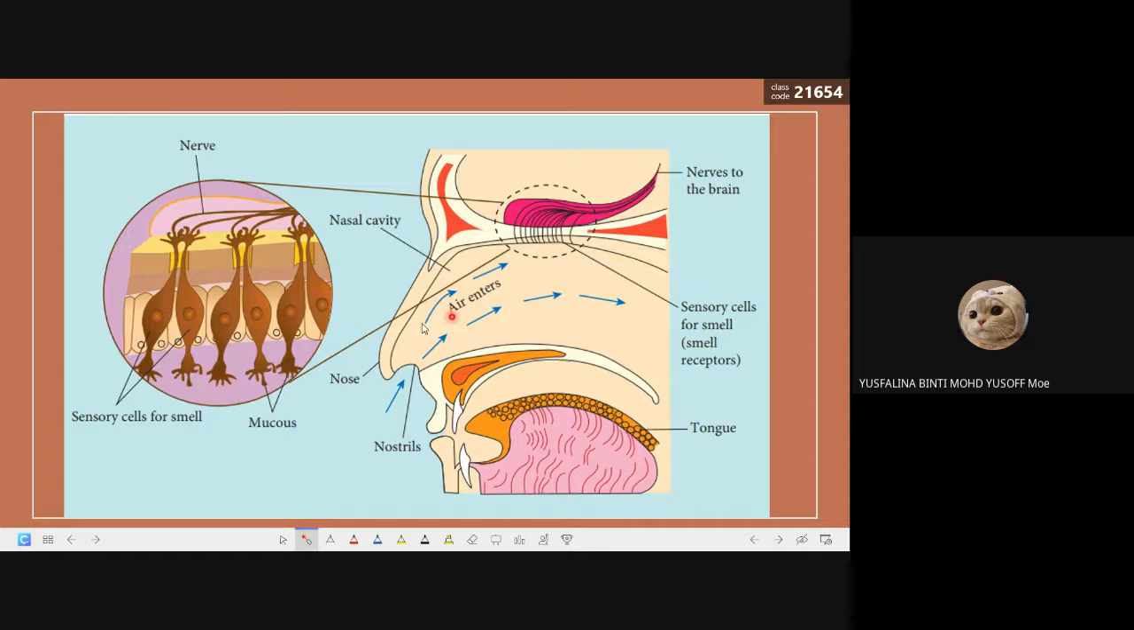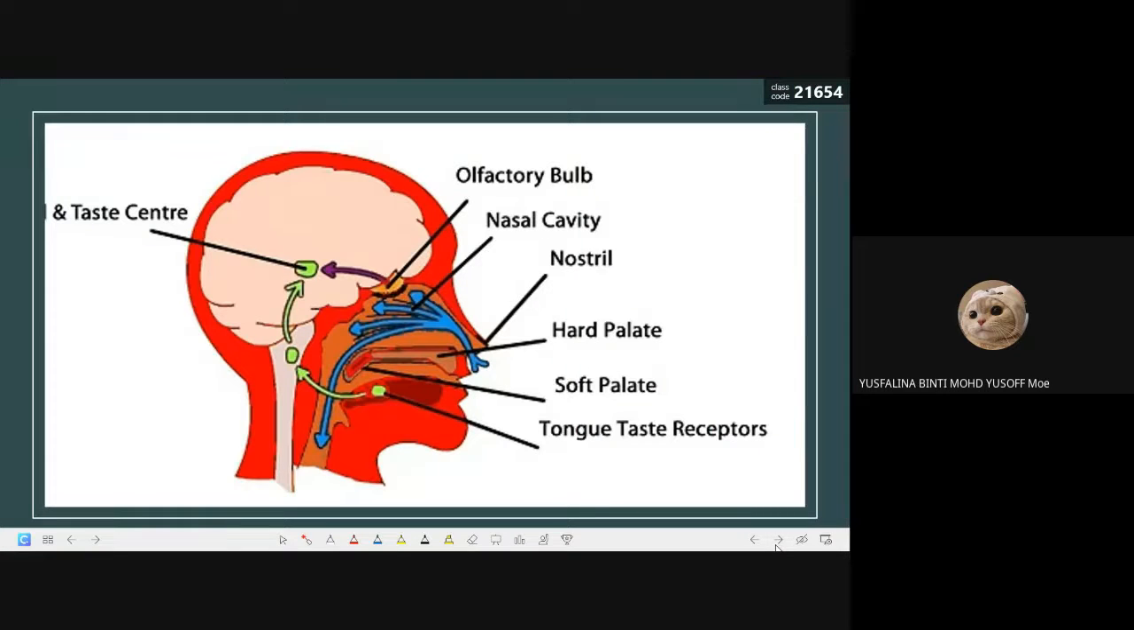So when you smell something, the chemical substance inside the air dissolves. It will go here, where they have the mucus, and it will dissolve inside the mucus. The mucus will stimulate the sensory smell to produce the impulse. Then the impulse will be sent to the brain by the nerve. So this is the part of the nose. This one is actually more detailed.